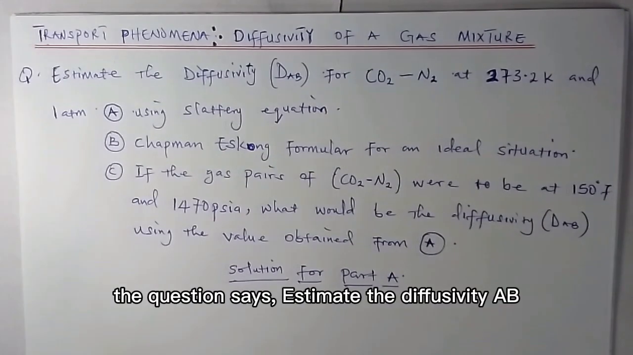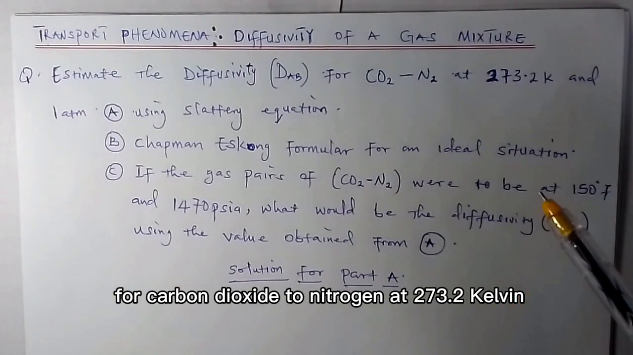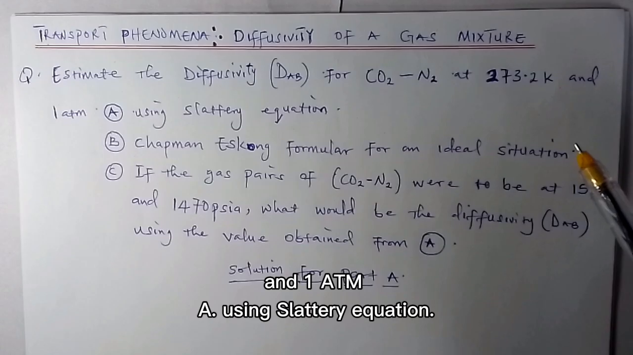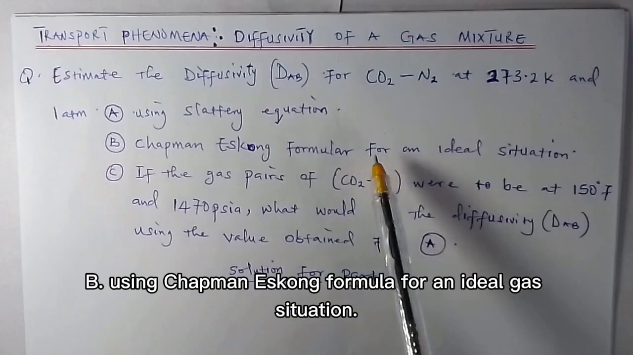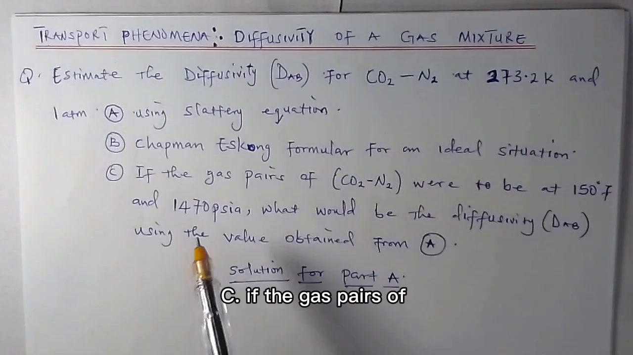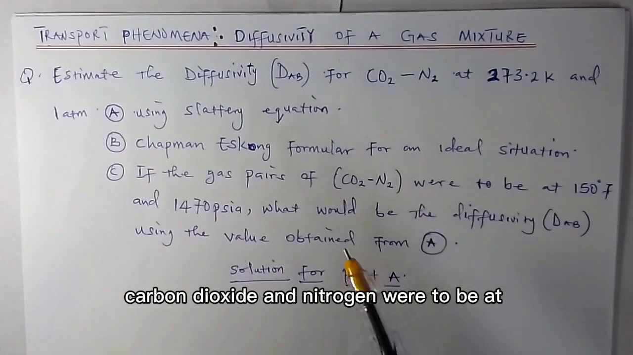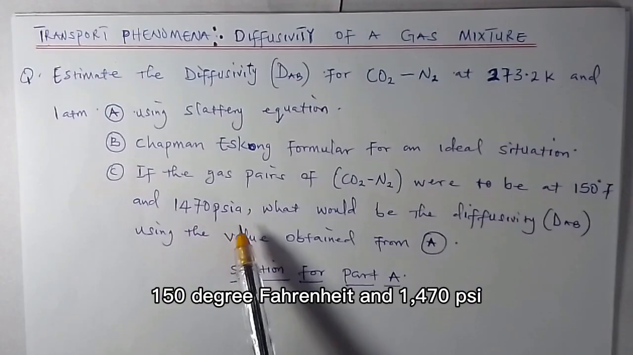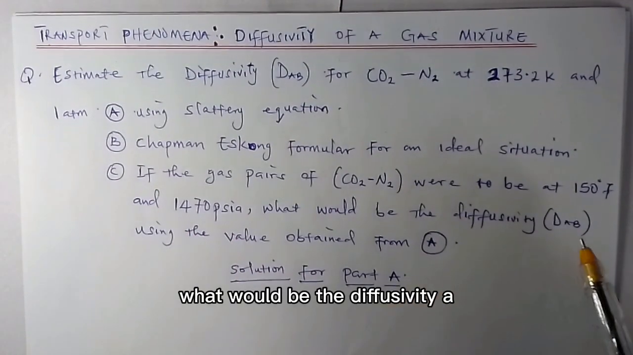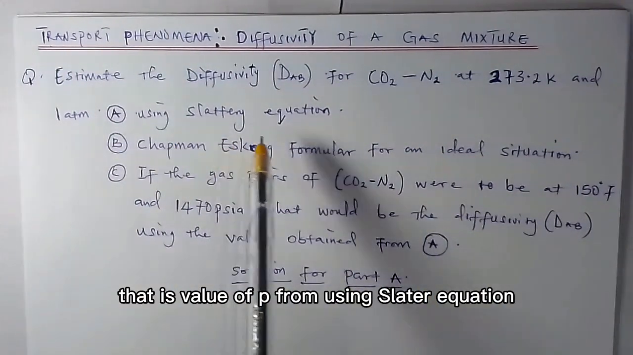Solution for part A. The question says: estimate the diffusivity AB for carbon dioxide and nitrogen at 273.2 Kelvin and 1 atm. A, using the Slattery equation. B, using the Chapman-Enskog formula for an ideal gas situation. C, if the gas pair of carbon dioxide and nitrogen were at 150 degrees Fahrenheit and 1470 psi, what will be the diffusivity AB using the value obtained from A? That is, the value obtained from using the Slattery equation.